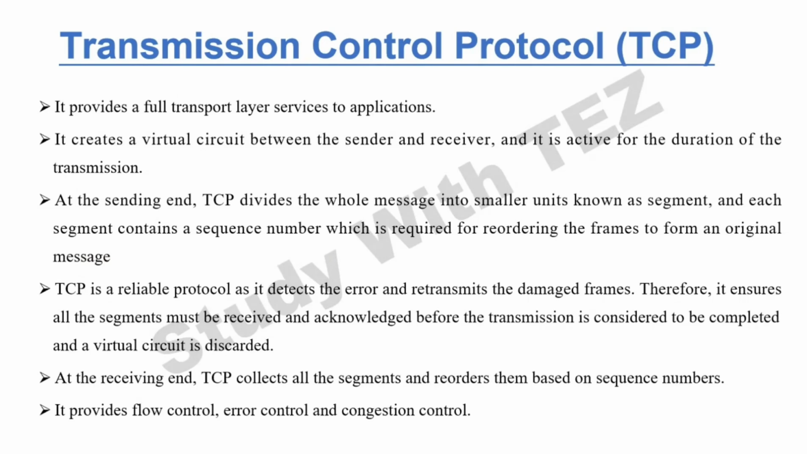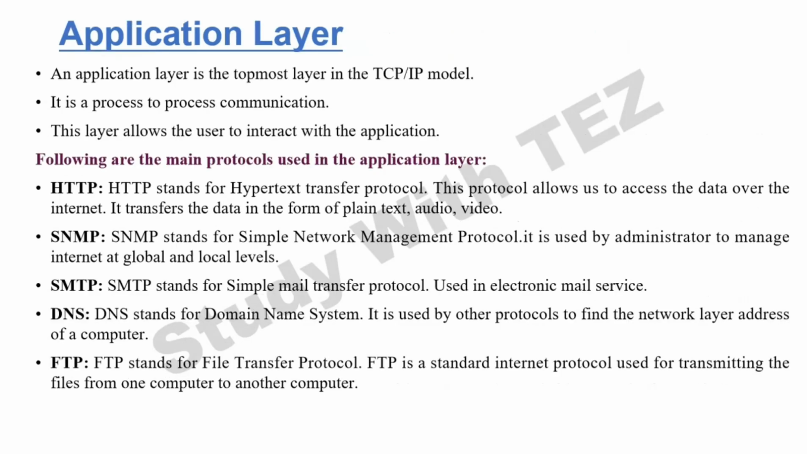So TCP/IP is a reliable protocol because it is connection oriented and it sets up a virtual circuit. It detects errors and retransmits the damaged frames. Once there is any problem with the frames, it will retransmit the damaged frames. Therefore, it ensures all the segments must be received and acknowledged before the transmission is considered complete. After all this is done, the virtual circuit is discarded. At the receiving end, TCP collects all the segments and reorders them based on the sequence number. As I said, it provides all the three: flow, error, and congestion control.